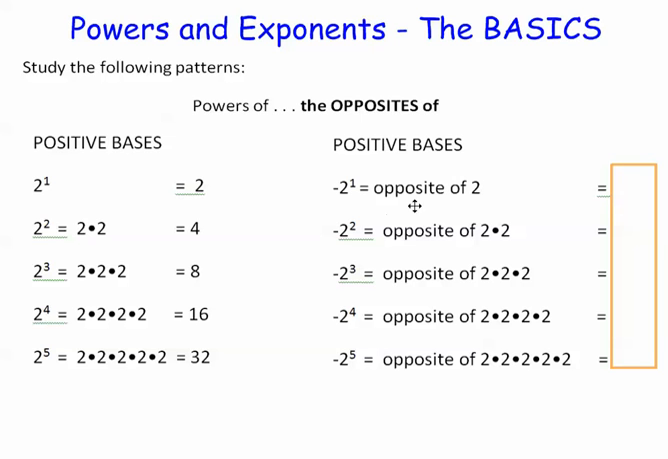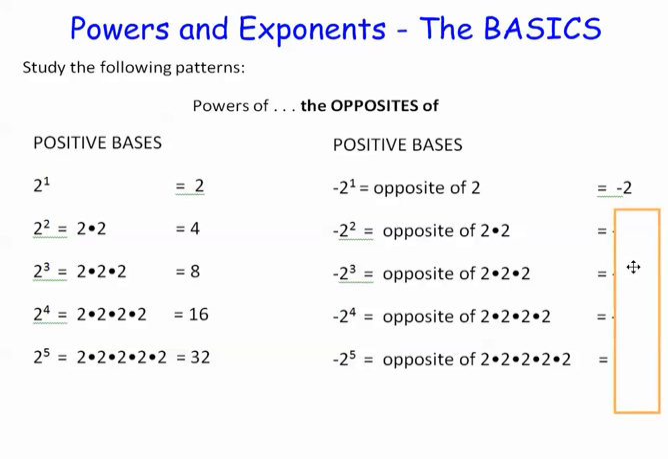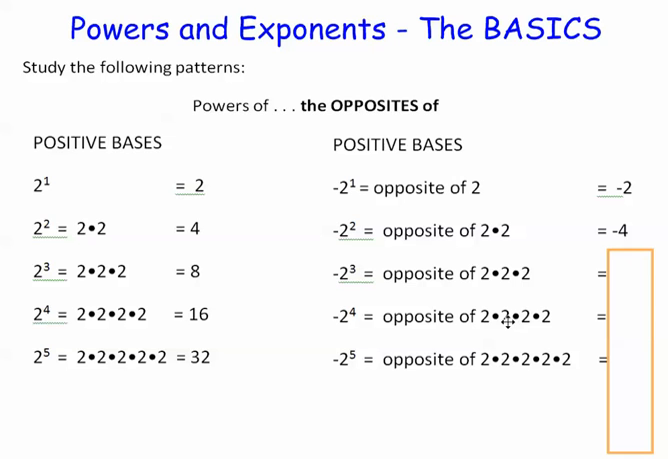So here I have the opposite of 2, which is negative 2. Here I have the opposite of 2 squared, the opposite of 4, which is negative 4. I have the opposite of 2 cubed, the opposite of 8, which is negative 8.